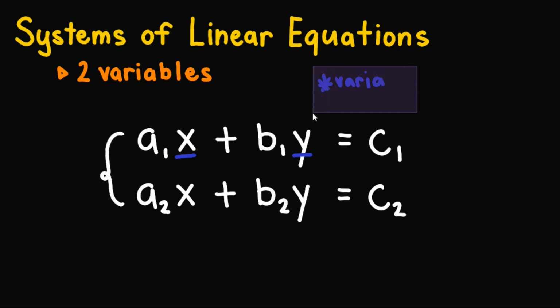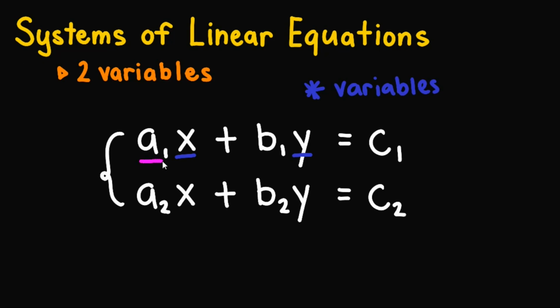Let's write this one better. x and y are the variables, while a sub 1, b sub 1, c sub 1, and so are a sub 2, b sub 2, and c sub 2. These are the constants.